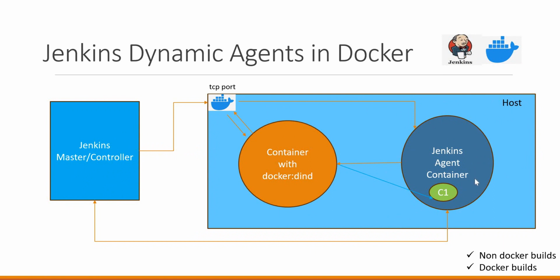When this agent container is created, it needs to satisfy two functionalities. The non-Docker builds should be executed. The Docker builds also should be executed successfully within that container. So how can these Docker builds be executed in this container? That will be done with the help of the container with the Docker dind image. First of all, we need to set up this Docker dind container, and then when this agent container is created dynamically, it should act as a client to this Docker dind container. Then it can run Docker commands inside this container. So now let us see all these things in the demo.